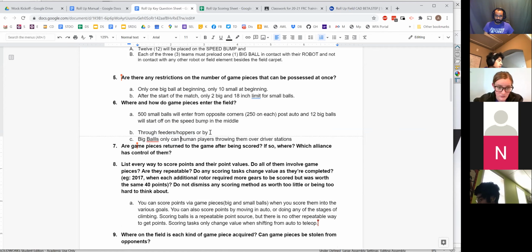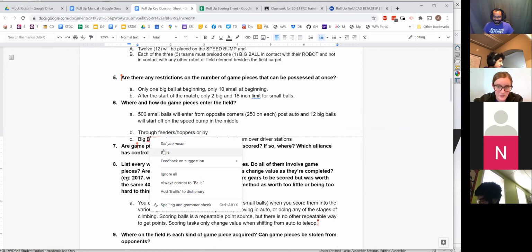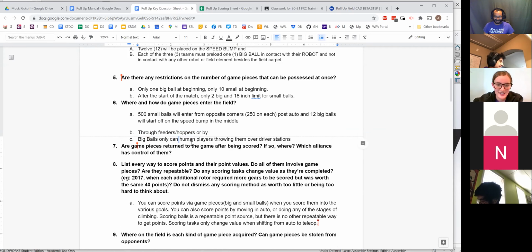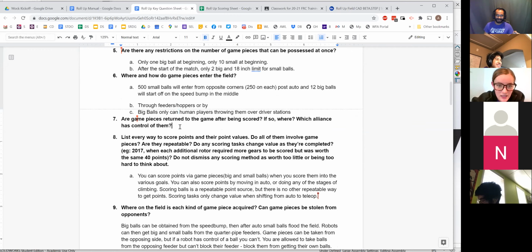This sentence no longer makes sense. Right. Somebody want to fix this sentence? That's no longer a sentence.